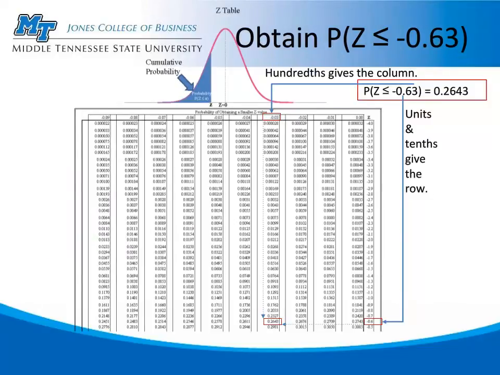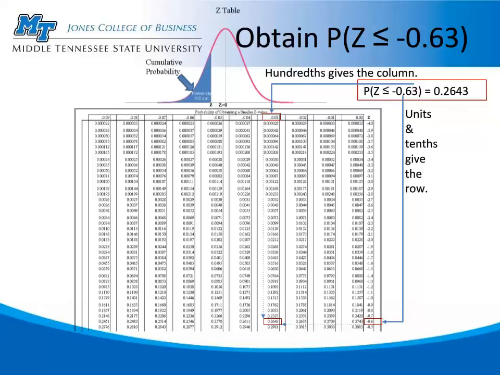Now you go to the other side of the z table, where you have the negative z values, to figure out what the probability is that you have a z value that's less than or equal to a negative 0.63. The way I organize this table, I put the z values on the right-hand side. But it's still the units and the tenths that will show you which row it's in, and the hundredths position is going to show you the column.